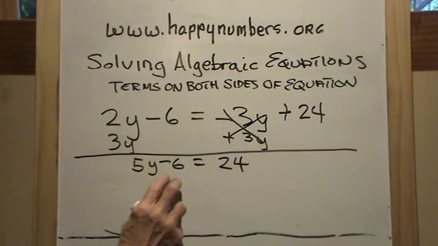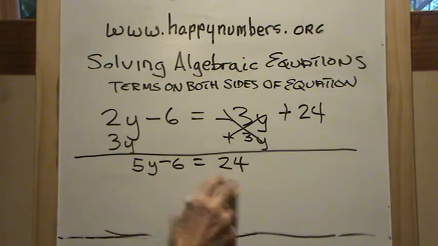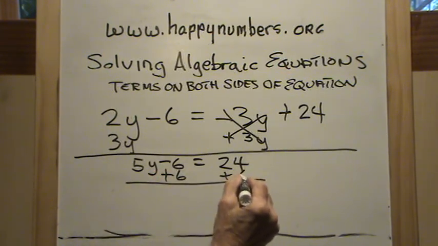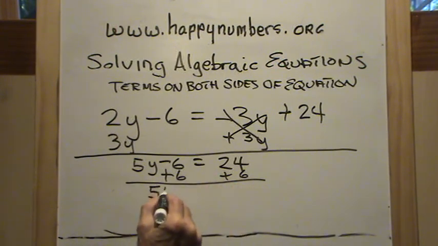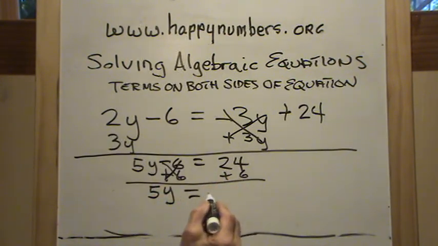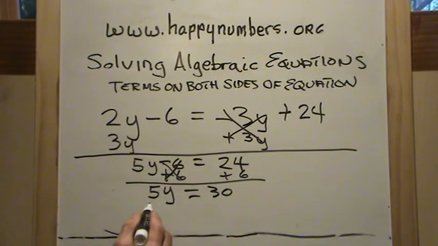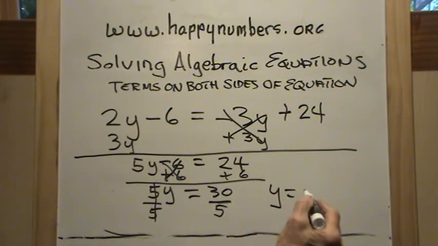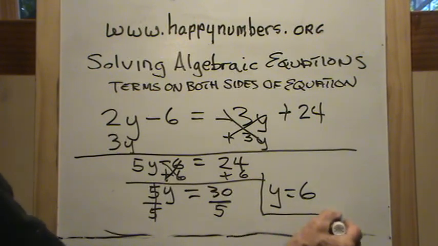Now, I have 6, and I need to get the 6 over here. It's a negative 6, so I can use the inverse or opposite, which is positive 6. Positive 6, I have to do the same on this side, and I get 5y. The negative 6 and positive 6 go away, equals 24 plus 6 is 30. Now I want to eliminate the 5, and this is multiplication, so I'll divide by 5, divide by 5. Whoops, a little sloppy there. Supposed to be a 5 here. Well, these 5's cancel out, and I get y equals 30 divided by 5, which is 6. So I have solved for y, and y is 6.